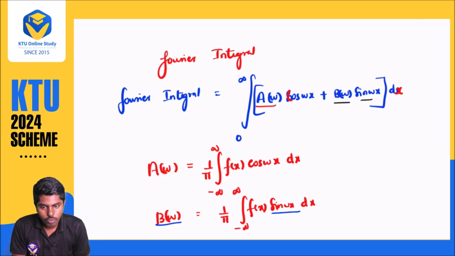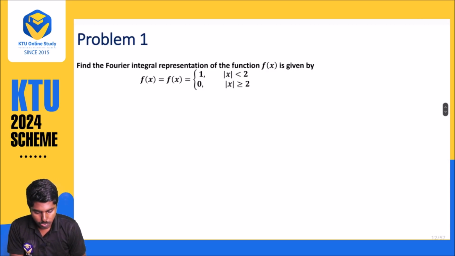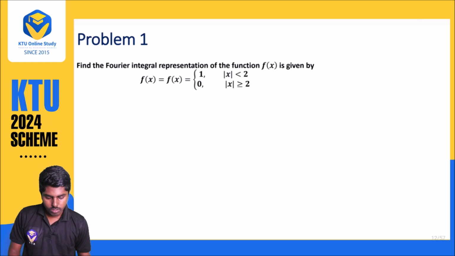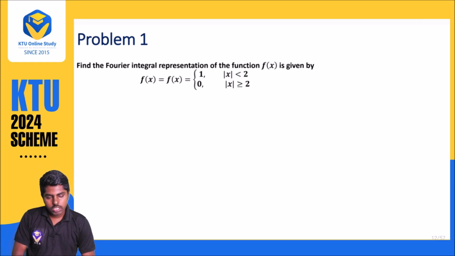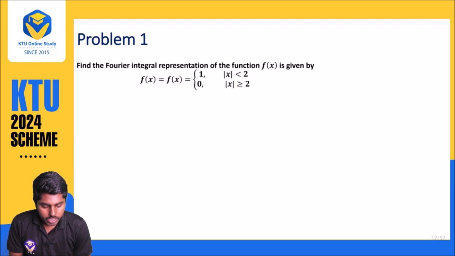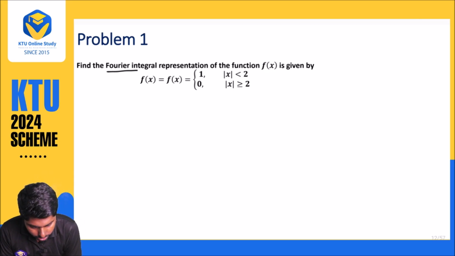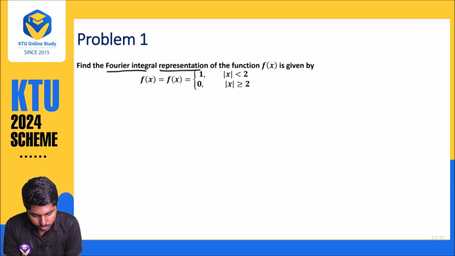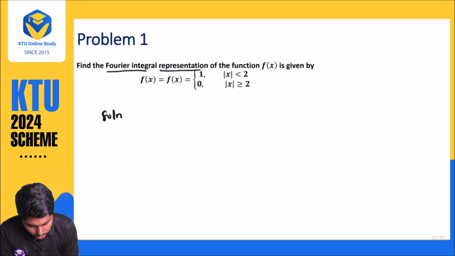Okay, so now we will move on to the problem. Problem number 1. What is the thing they have asked? Find the Fourier integral representation of the function f of x that is given. Solution: given f of x.